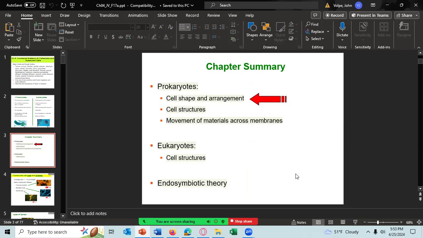So in prokaryotes, we're going to talk about the cell shape, their cellular arrangement, also called the cellular growth arrangement. We'll then move on to cell structures, and movement of material across the membranes, especially the cell membrane. And that's pretty much it for prokaryotes. If we have time, which I imagine we will not, we will then talk about the cell structures of eukaryotes. And then lastly, I will talk about the endosymbiotic theory. It's actually the theory of how eukaryote cells came to be. Any question about any of that?